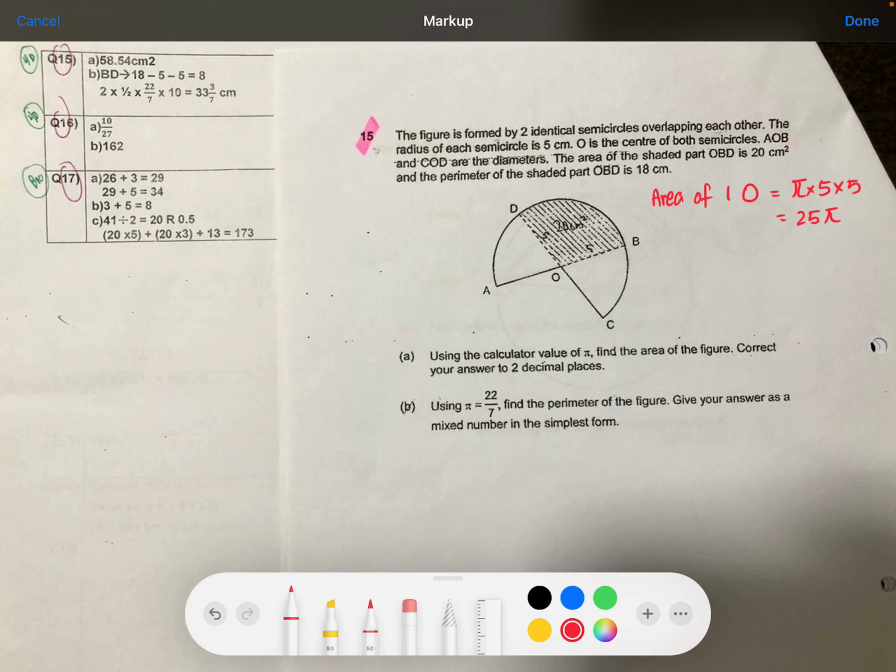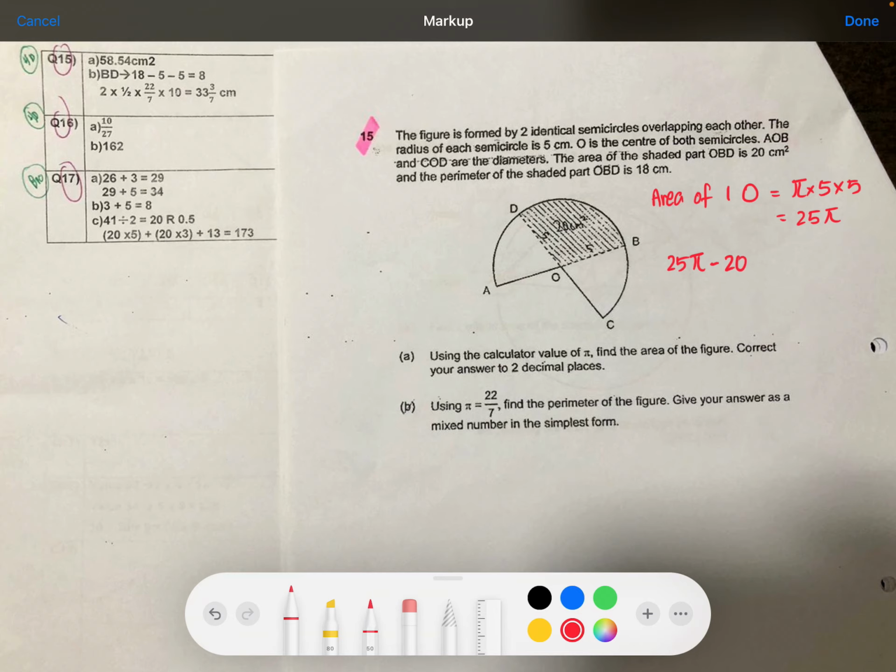It also mentioned that the area of the shaded part OBD is 20 cm square. So what you need to do is, there is an overlap part that is actually not shown. You will need to minus away. So 25 pi, I will minus 20. So you use your calculator. I always wait till the last step before I use my calculator pi.